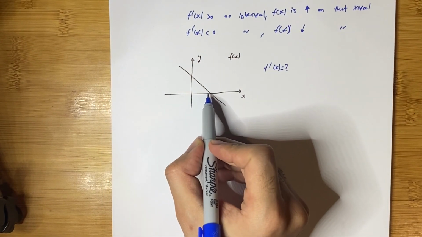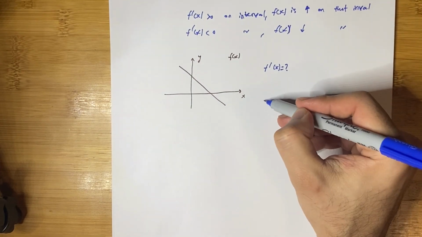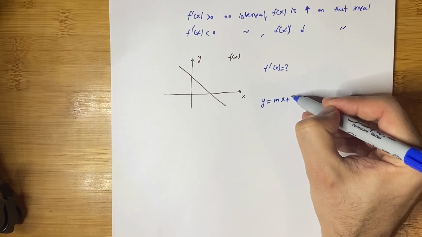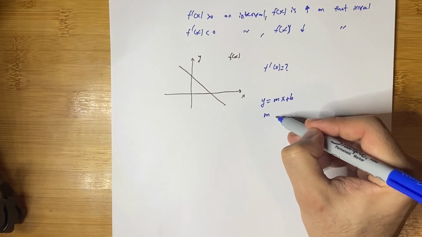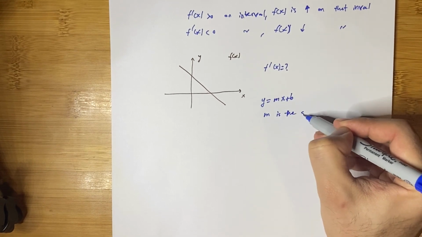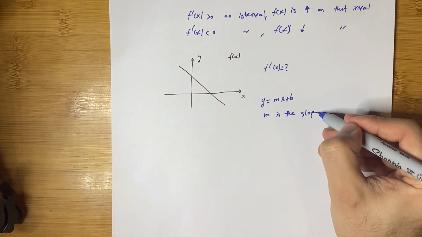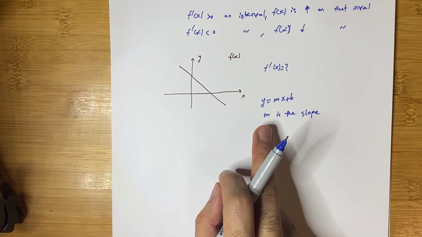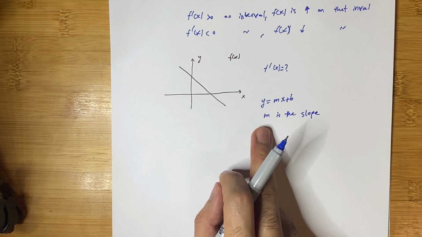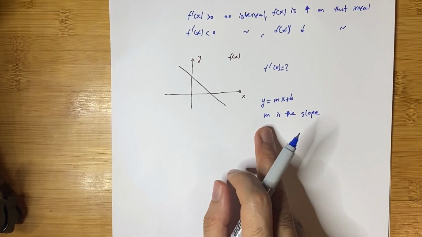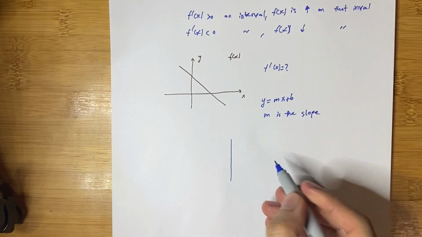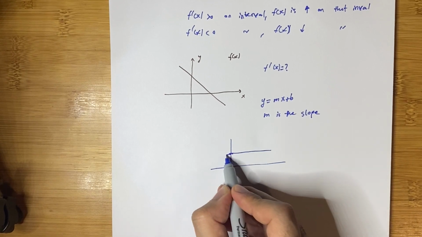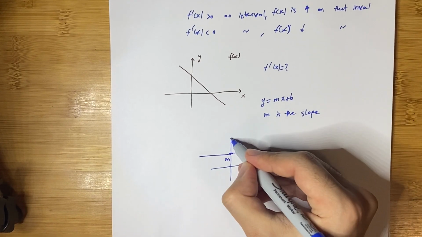Note, this is just a line function. A line function can be formulated as y equals mx plus b, where m is the slope. Since m is the slope, we know the derivative is also the slope. So the derivative of this is m, it's just going to be a constant function.